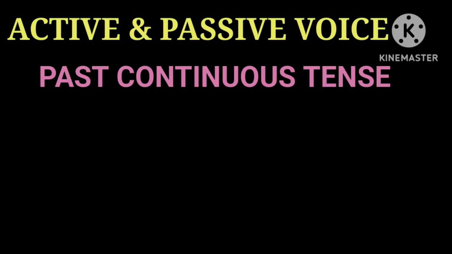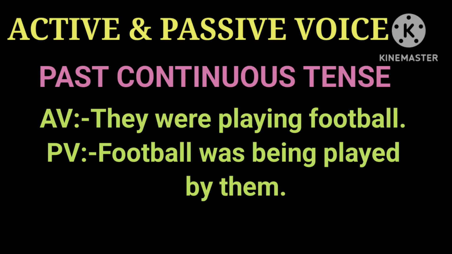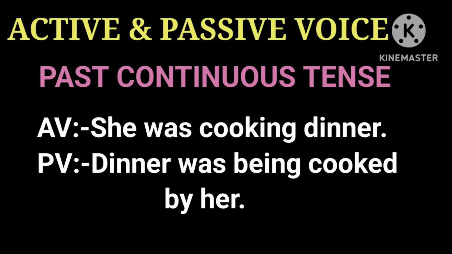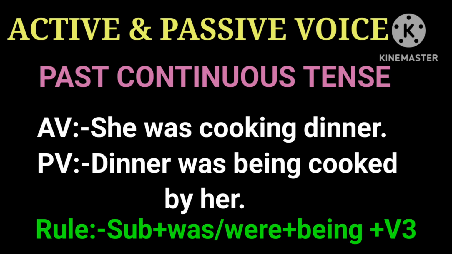Next one, past continuous tense. See the examples. They were playing football. In passive voice, football was being played by them. Present continuous tense and past continuous tense, almost the same rule applies. Active voice: They were playing football. In passive voice, football was being played by them. She was cooking dinner. Dinner was being cooked by her. See the rule for changing past continuous tense into passive voice. That is, subject plus was or were plus being plus V3. We can observe these examples according to the rule.